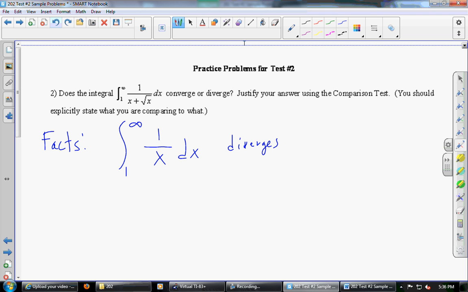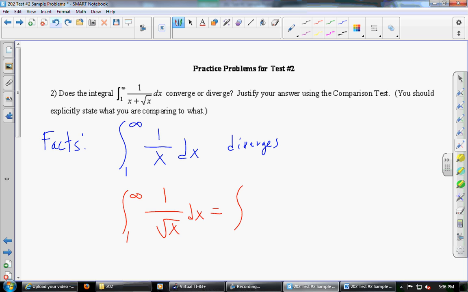If we were to ignore the other term, then we get a new integral. So let's write down that integral. We'll cross it off temporarily. So we get the integral from 1 to infinity of 1 over square root of x dx. Let's think about whether this one converges or diverges.